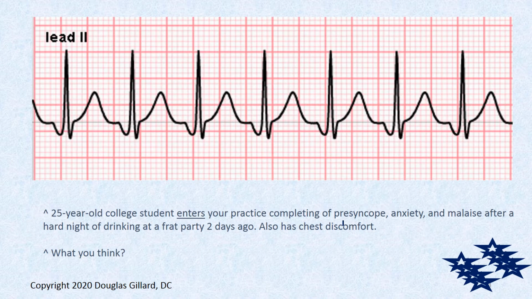Do another one. A 25-year-old college student enters your practice complaining of pre-syncope, anxiety, malaise after a hard night of drinking at a frat party 2 days ago. Has some chest discomfort. You get out the old 12 lead, run it. What do you think?